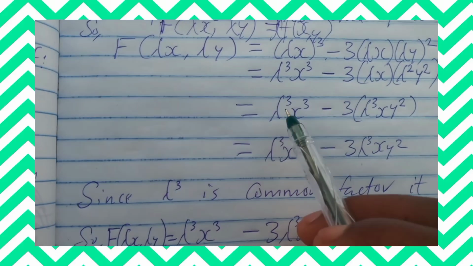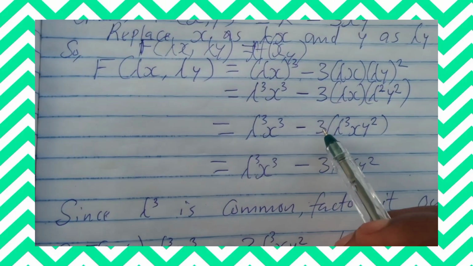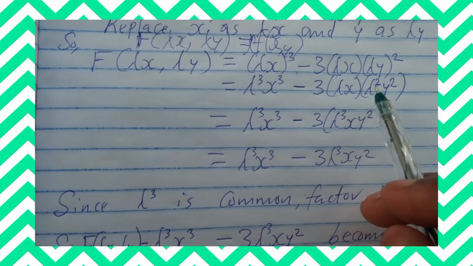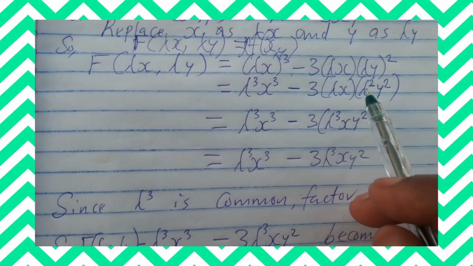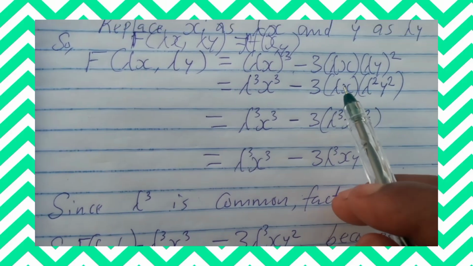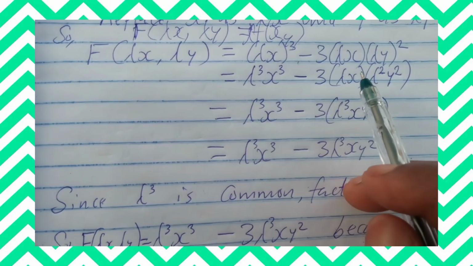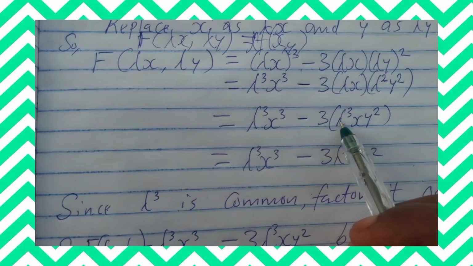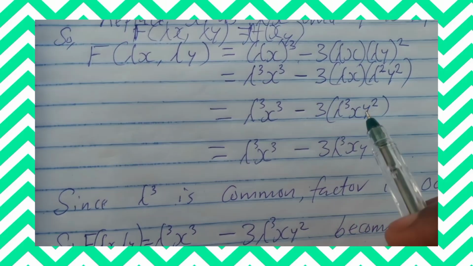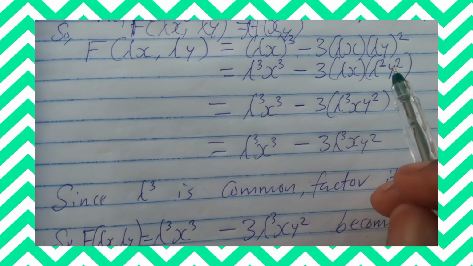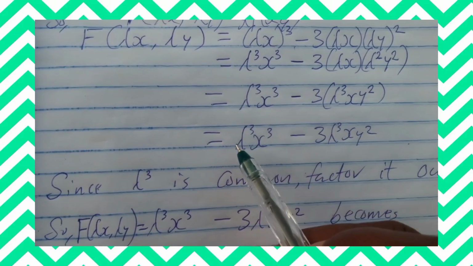Then it equals the same lambda raised to the power of 3 times x to the power of 3 minus 3 times these terms. You know that we have one lambda here times two lambda here. When two terms are being multiplied, we add the powers together. We have an invisible one here. So 1 plus 2 becomes lambda cubed. Here x times y squared becomes xy squared, because this is y squared. So x times this becomes xy squared.